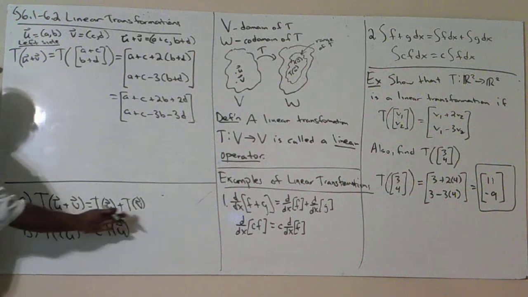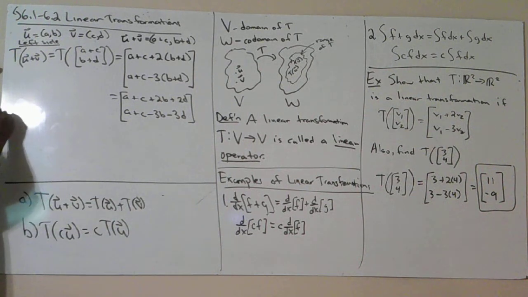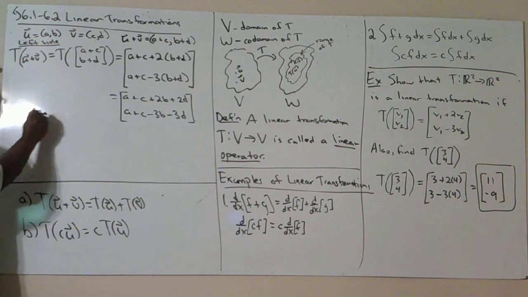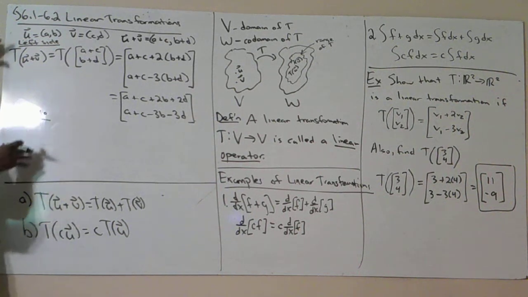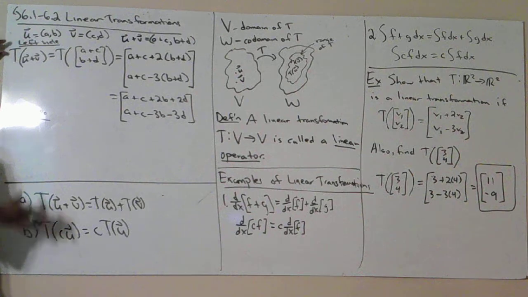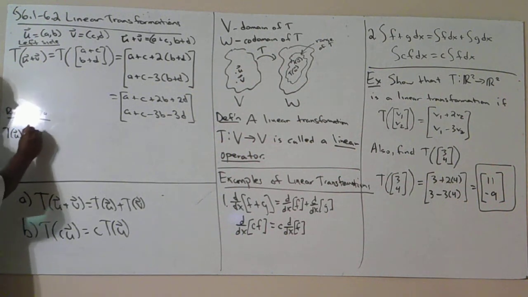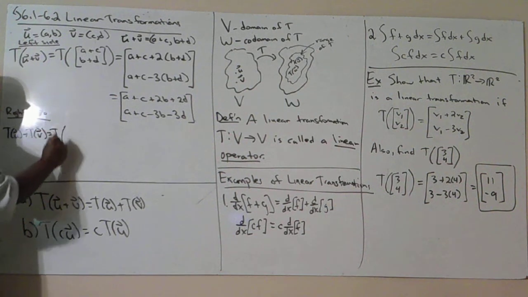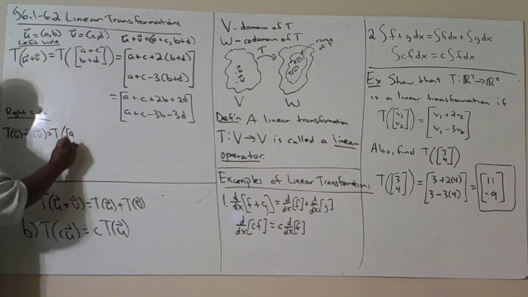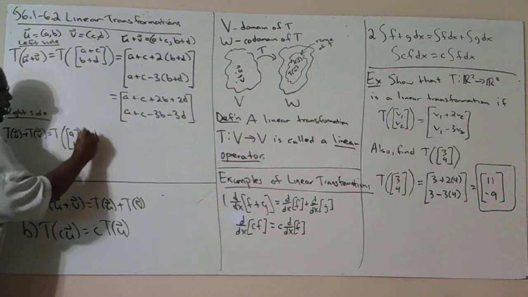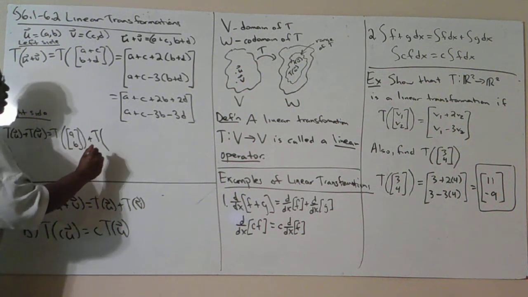What about the right side? Just like in trigonometry, I can make the left side equal the right side, or I could do the left side separately and the right side separately and see if they equal each other. That's what I'm going to do. So T of U plus T of V, T of (A, B) plus T of (C, D).